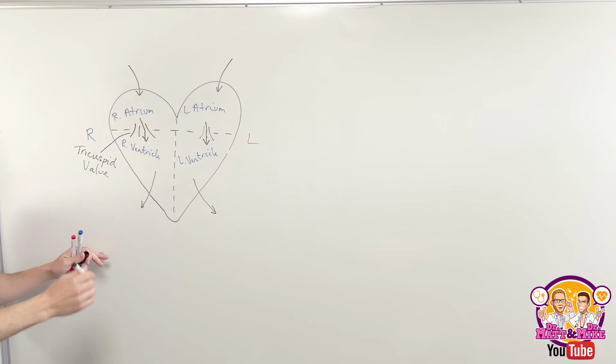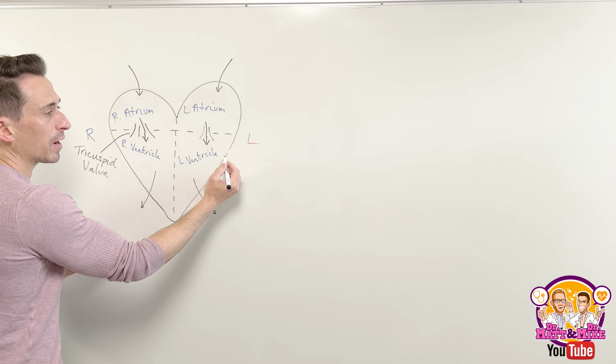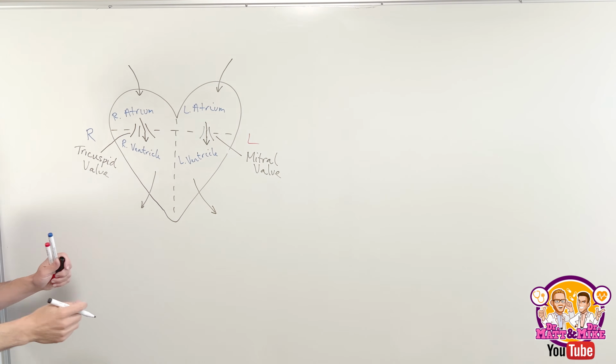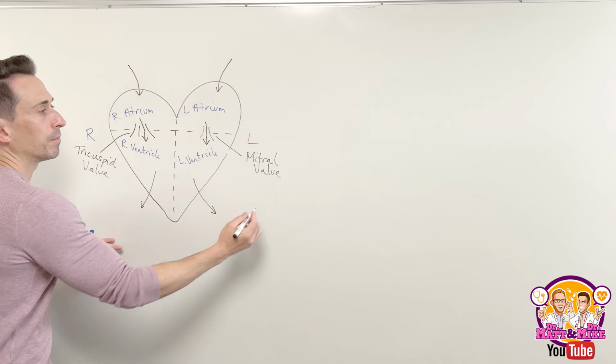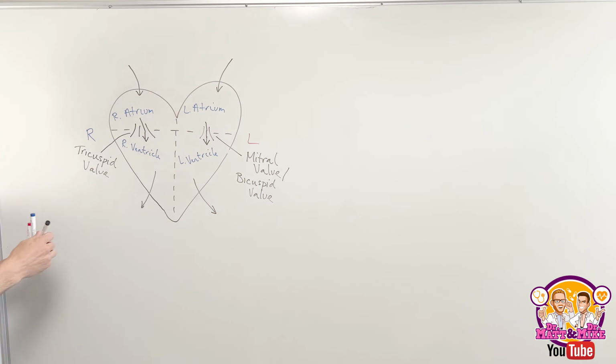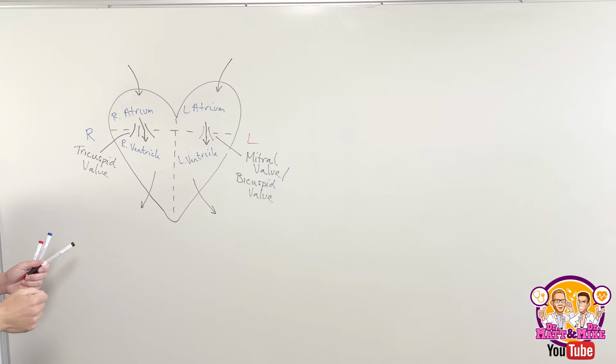On the left-hand side, it's got 2 cusps. And it's got 2 names. It's either going to be called the mitral valve, or it's going to be called the bicuspid valve. They ensure that the blood moves in one particular direction.